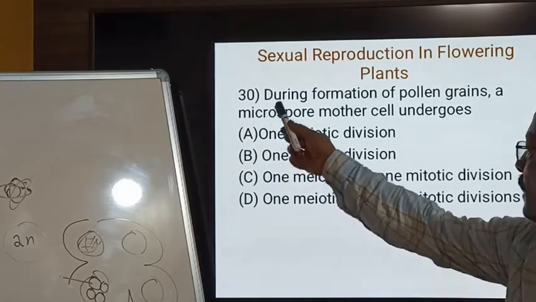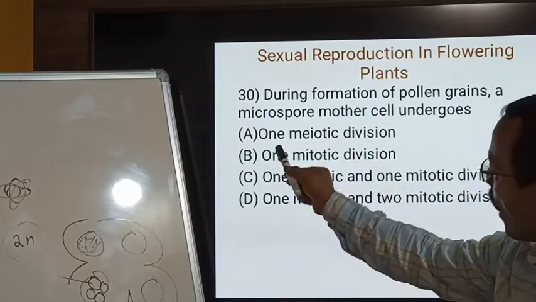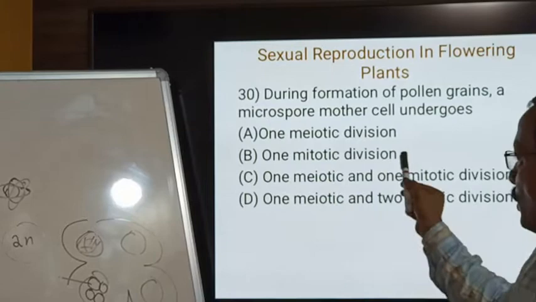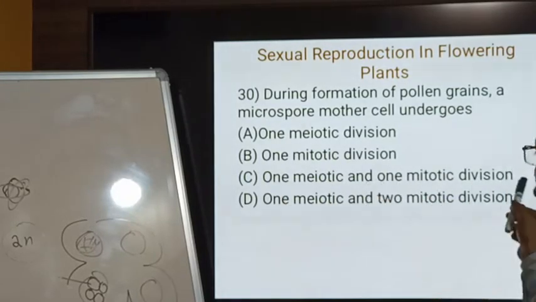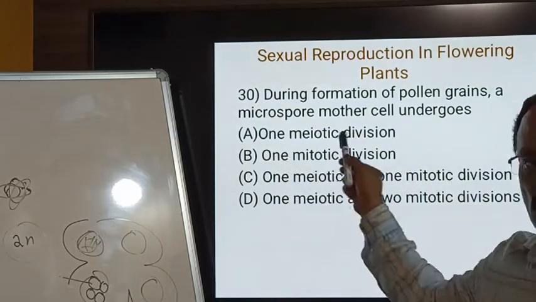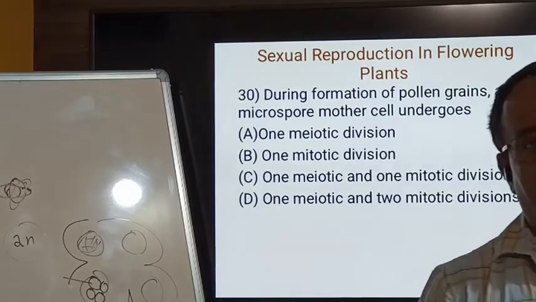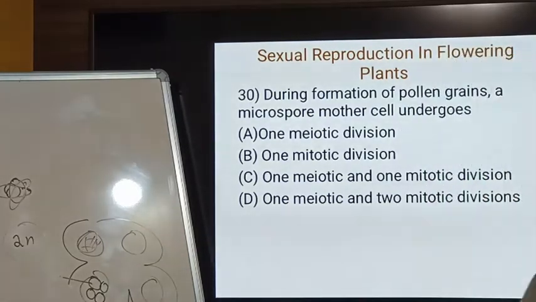So the option is: during the formation of pollen grains, a microspore mother cell undergoes 1 meiotic division, 1 mitotic division; 1 meiotic and 1 mitotic; 1 meiotic and 2 mitotic. No, the option is the first one. Only 1 meiotic cell division, which results in 4 haploid microspores. Next one.